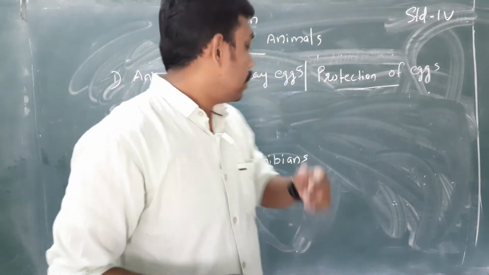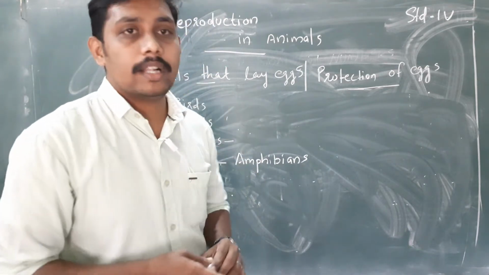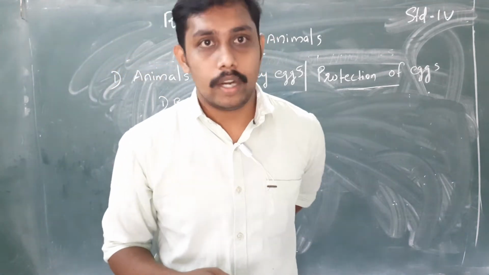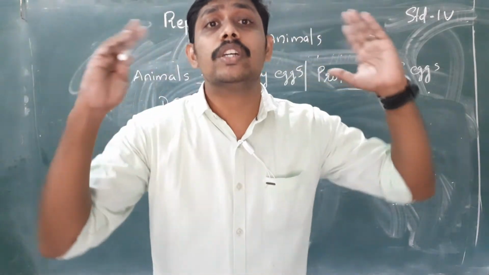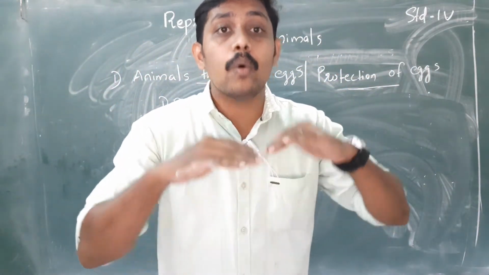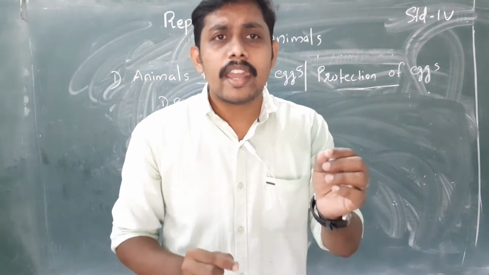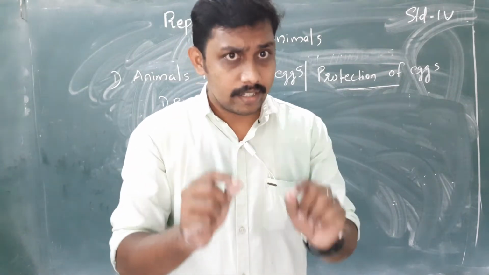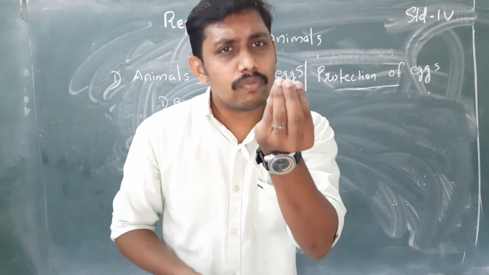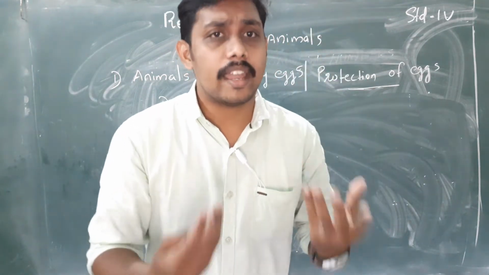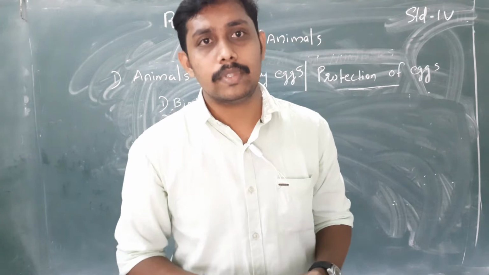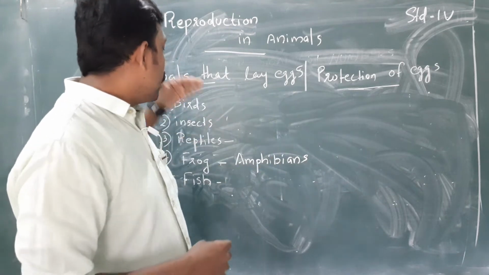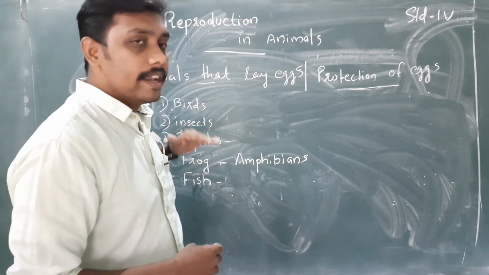Now the next animal that lays eggs is fish. Where can you see fish? Yes, in water. So fish lay thousands of eggs in water, but few eggs hatch and the young ones come out. So the animals that lay eggs are birds, insects, reptiles, frog and fish.